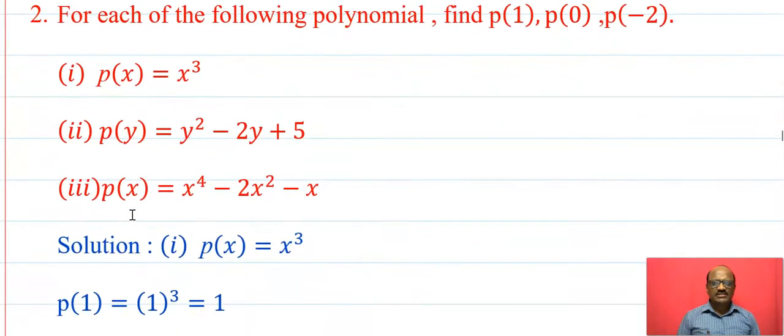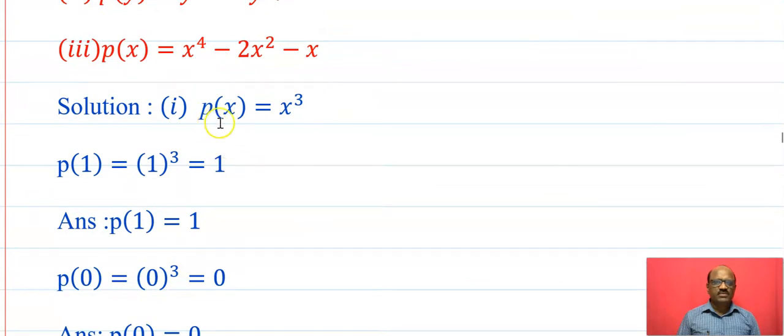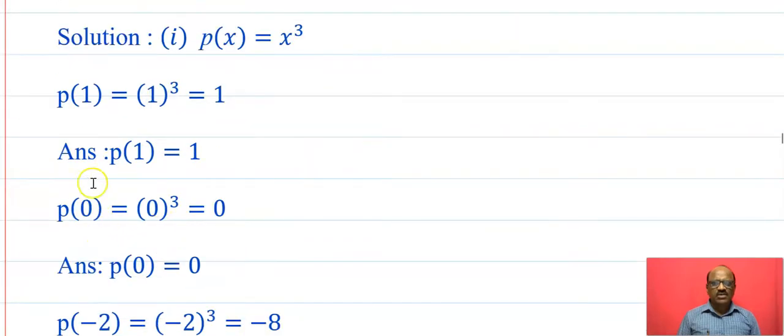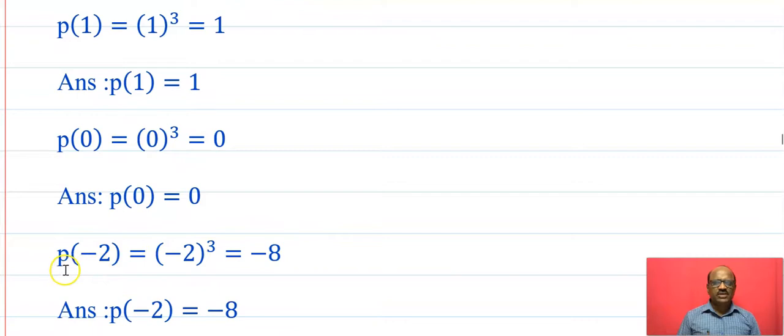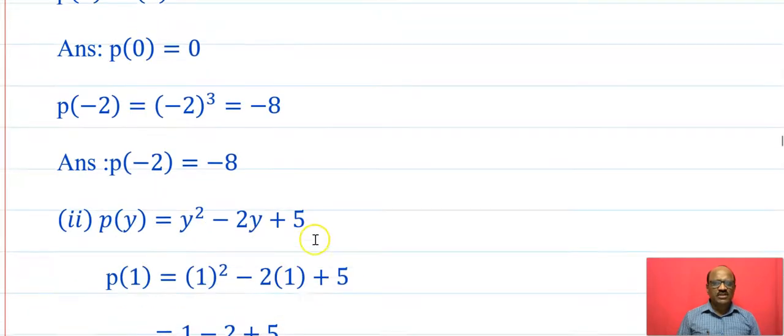Now we'll see the next example. Now the second example. For each of the following polynomials, find p of 1, p of 0, p of minus 2. First polynomial p of x is equal to x cube. X is replaced by 1. 1 cube is 1. Therefore, p of 1 is 1. What about 0? p of 0, that is 0 cube is 0. Therefore, p of 0 is 0. Next is put x equal to minus 2. Polynomial is x cube. Therefore, minus 2 bracket cube is minus 8. Therefore, p of minus 2 is minus 8.